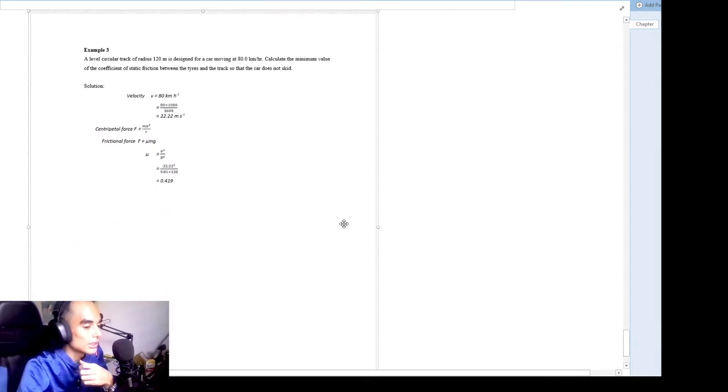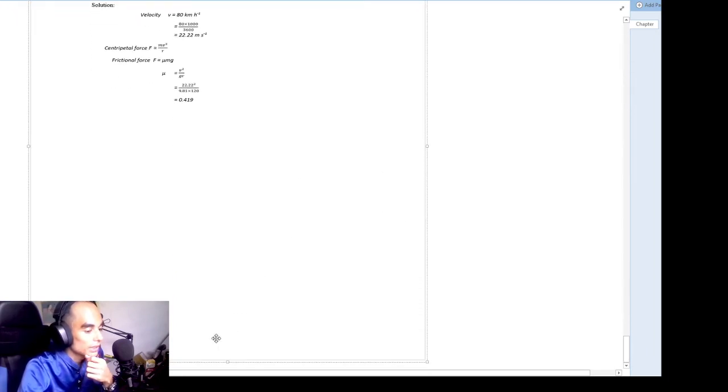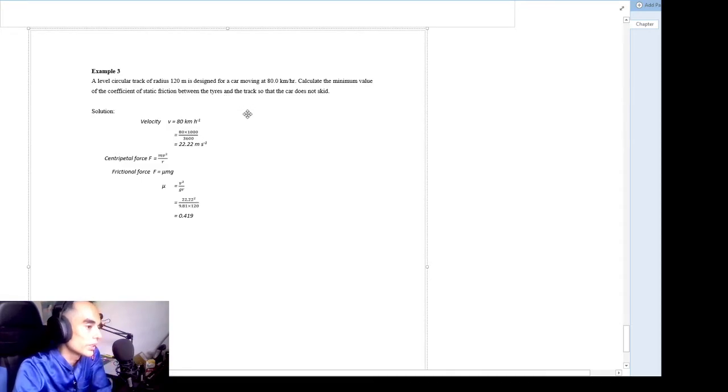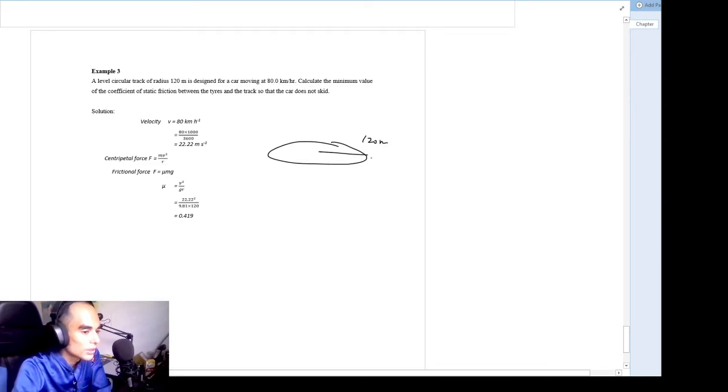Example number 3: a level track of radius 120 meters, designed for a car moving at 80 km per hour. So we have a radius of track, this is 120 meters. The car is moving over here at 80 km per hour. Calculate the minimum value of the coefficient of static friction between the tires and the track so the car does not skid.